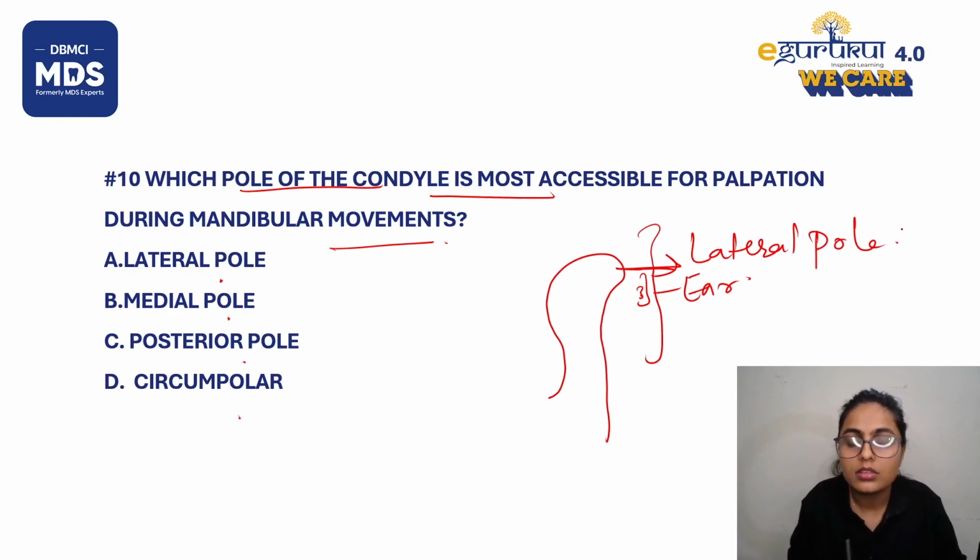Lateral pole. So basically, to examine TMJ, we have two methods: first, extraauricular, second, intraauricular. Since they have not mentioned here extraauricular or intraauricular, we are going to go with the extraauricular one. So, just before the tragus of the ear, you put your index finger and you check. You open and close the mouth, the condyle is moving, and the pole which you are palpating here is the lateral pole. So your answer for this question is the lateral pole.